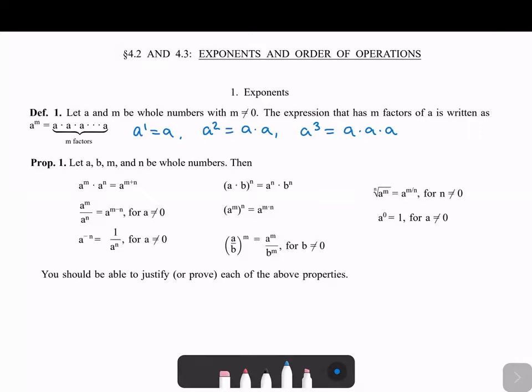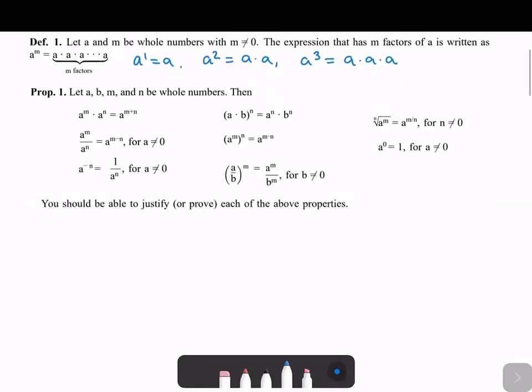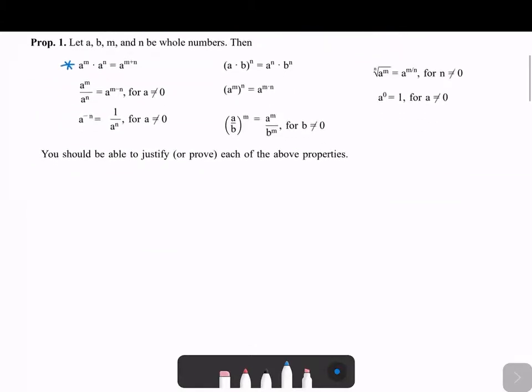And then we have all of these properties. These are the properties that the book really highlights, and you need to be able to justify or prove any of these properties. So we're just going to go through some of them. First, we're going to go through this one. You should be able to prove these using either the definition of exponents or the properties of multiplication, typically the associative and commutative property.